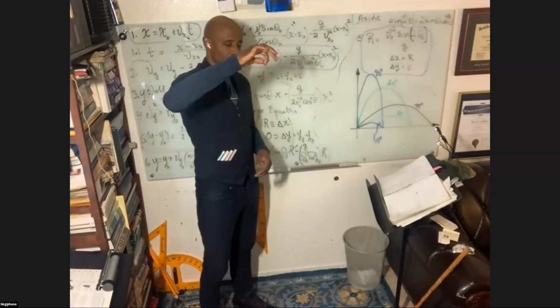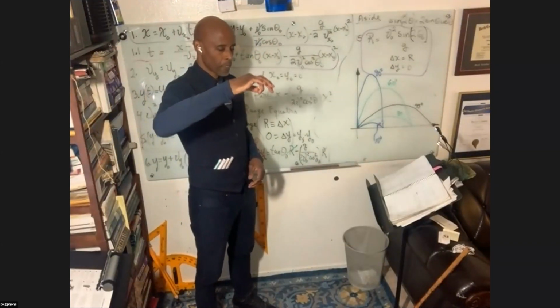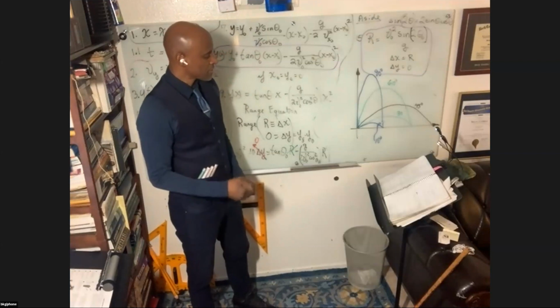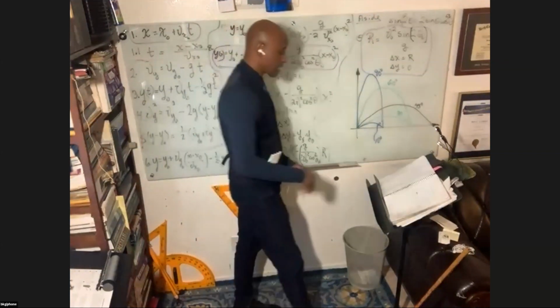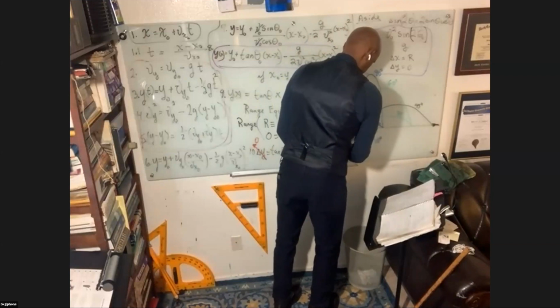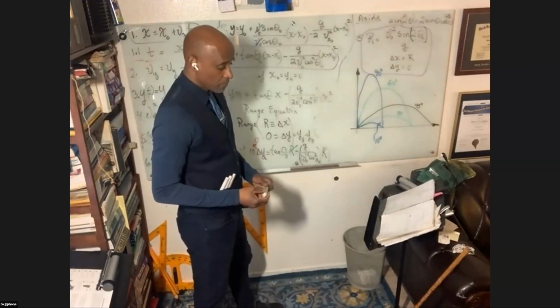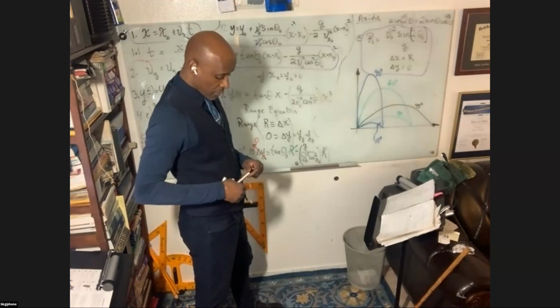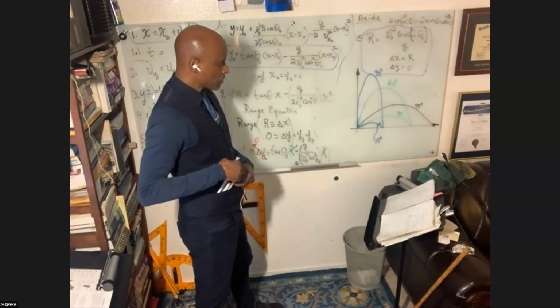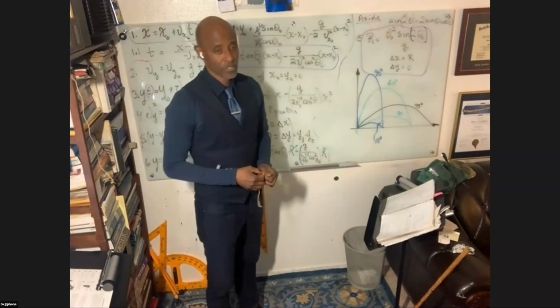Now, let me ask you a question to set up this demonstration. We know that velocity is defined as change in position with respect to time. And we've also determined that velocity is a vector. It has both magnitude and direction.